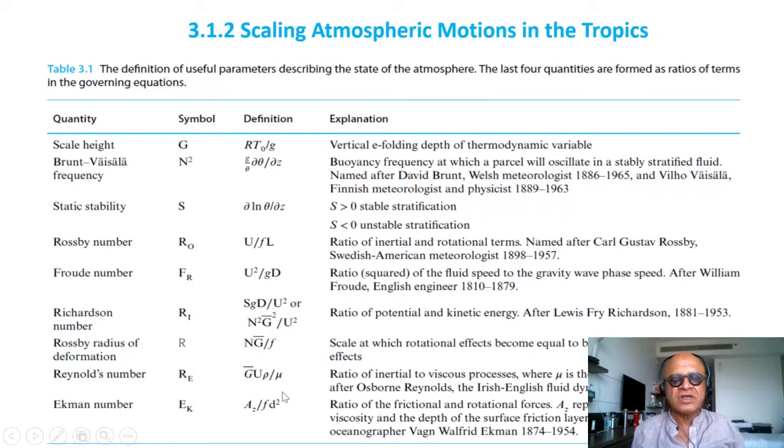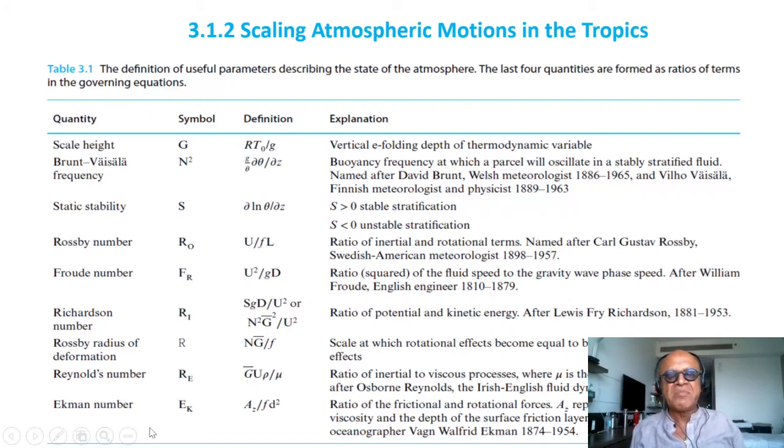Reynolds number, of course, comes even in the lab flows, small scale flows. It's a ratio of inertial to viscous forces. Again, when you want to compare atmospheric flows or ocean flows to lab flows, these are the numbers that really help.